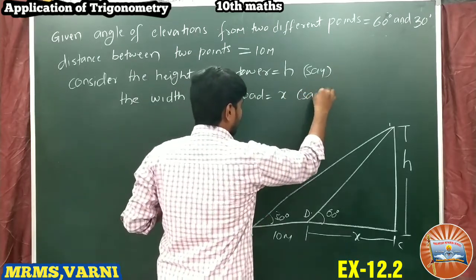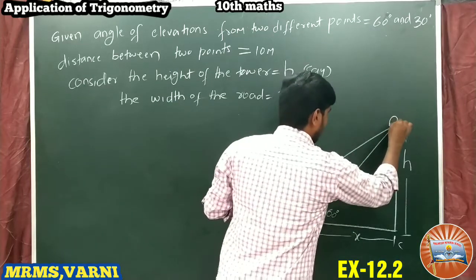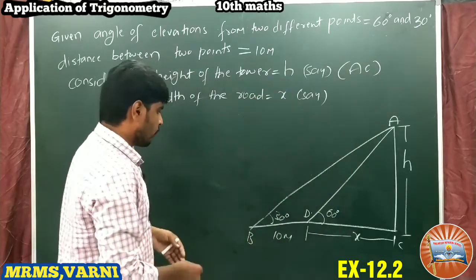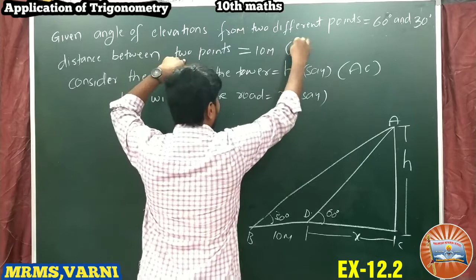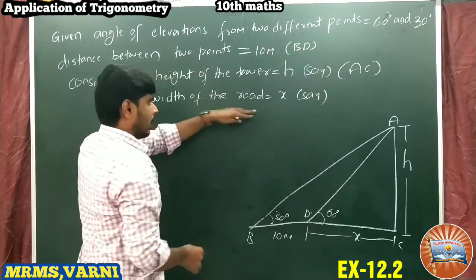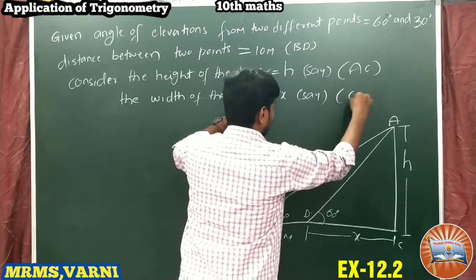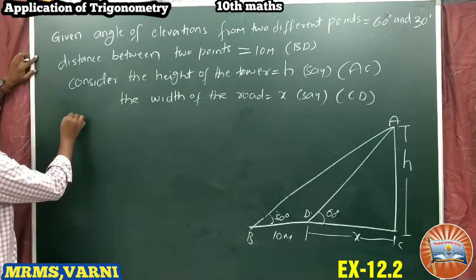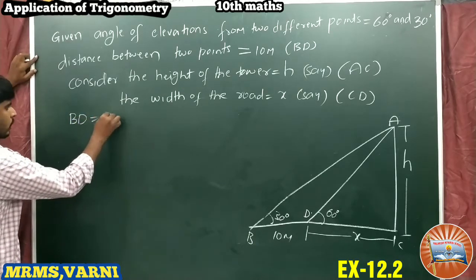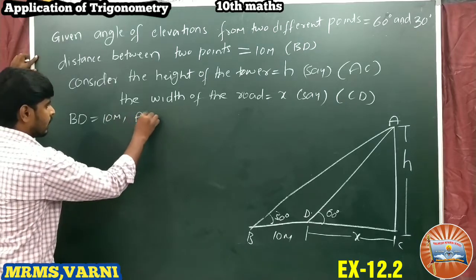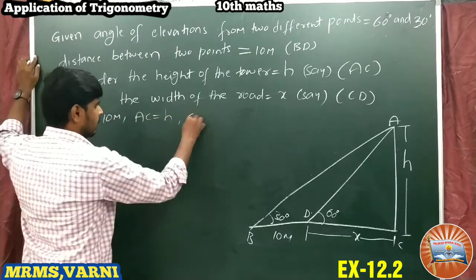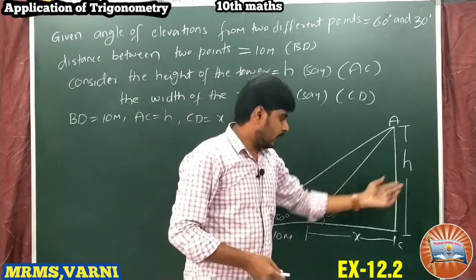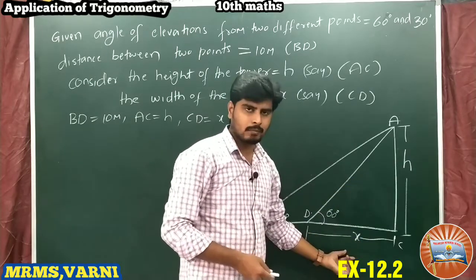Okay, so here, if it is A, then AC is nothing but the height of the tower, and BD is the distance between the two points, and x is nothing but the width of the road, that is nothing but CD, isn't it? Is it clear? Right. Let us write here. BD is equal to 10 meters, and AC is equal to h, consider, and CD is x. Okay, right. We have to find the height, that is h, and x here.